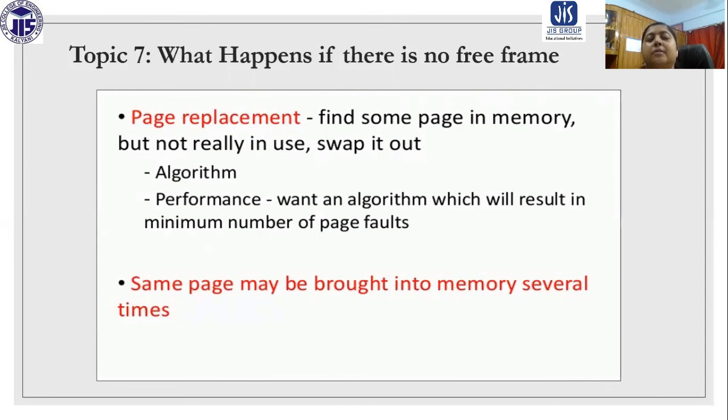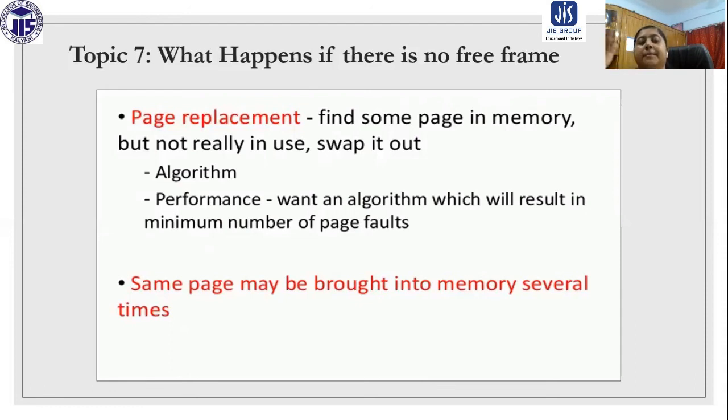We want an algorithm which will result in the minimum number of page faults. The performance of an algorithm is measured by how many page faults occur when applying it. The algorithm with the minimum number of page faults is treated as the best. So we are going to search for an algorithm such that the page fault rate is minimized. In the next class we are going to discuss those algorithms.